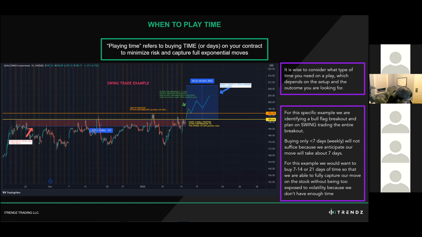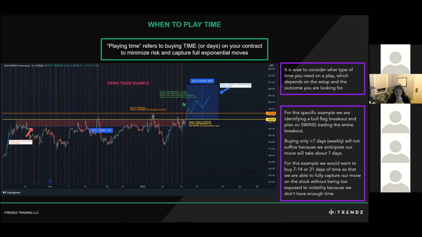When we're talking about playing time, it refers to buying time or days on your contract. So if you're expecting a move to come into a play and you're looking for a farther out-dated contract, that's what we're talking about, buying time. You're trying to capitalize on the whole movement of the play. And if it's looking like it's going to take a couple days, or however you have it charted out, you're going to want to buy time. There's two reasons you want to buy time: it's going to give you protection and you'll be able to capitalize on the full move.